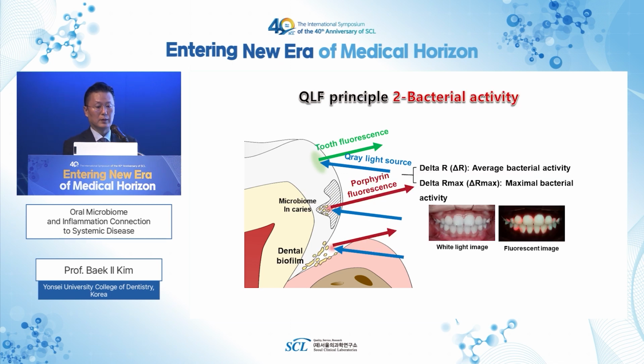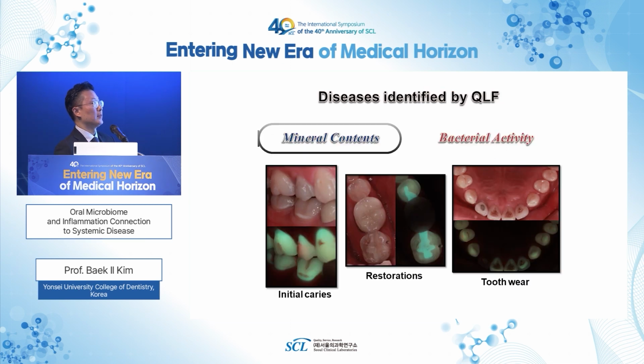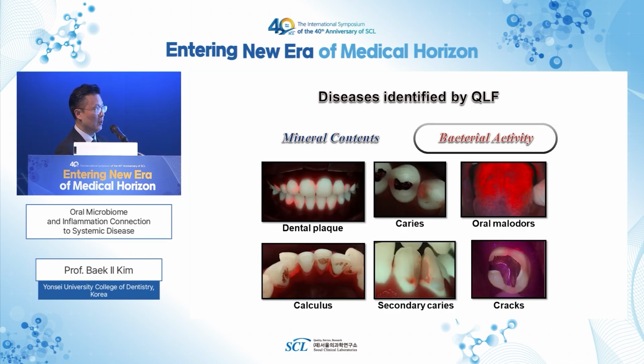The second meaningful principle is bacterial activity. Every bacterium or microbiome also has some porphyrin. So if you irradiate this blue light, we can easily detect red fluorescence. This is also an autofluorescence phenomenon. So this technology can detect the mineral content in the tooth structure and also bacterial activity together. You can see strong red fluorescence from dental plaque and calculus, the caries lesion, the crack, and oral malodor.